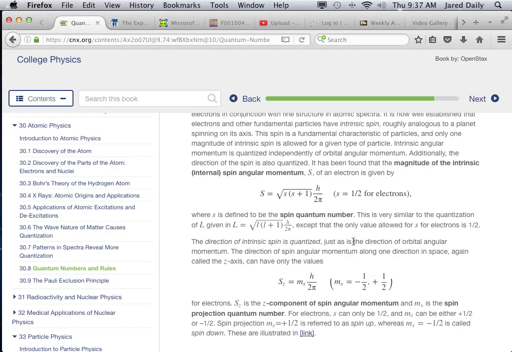Spin angular momentum can only be 1/2 for electrons, so S has to equal 1/2. But there's also the z-axis angular momentum for the spin of the electron, m sub s. Don't get these two confused. The spin of an electron, s, is always 1/2. But you can also calculate the z component of angular momentum for the electron, and it can be either negative 1/2 or positive 1/2.